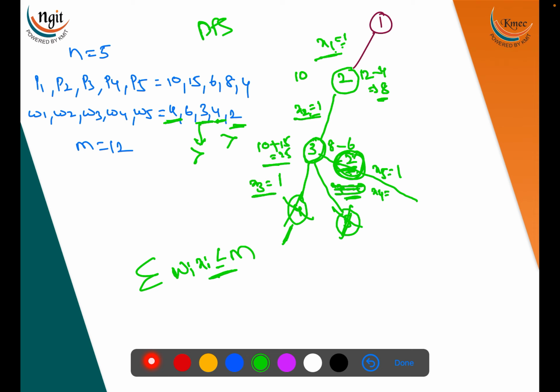So that means your solution is placing x1 comma x2 comma x5. This is the solution. Or else the fixed size solution is 1 comma 1 comma 0 comma 0 comma 1. This is the solution of the 0/1 knapsack problem.